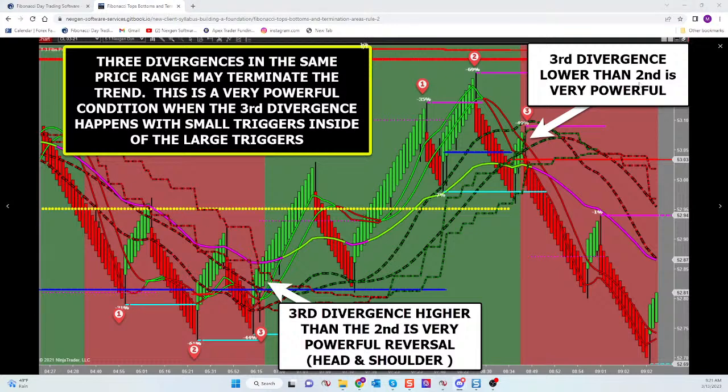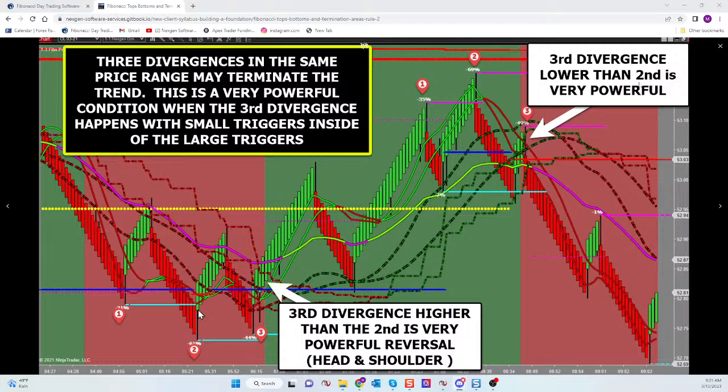And I want you to just equate that. Divergence is a loss of momentum. When we lose momentum three times, it may terminate a trend. When that third loss of momentum happens and my trigger lines go from odds favorable to anything can happen, it becomes more powerful still. And when that third divergence is higher than the previous from a low or lower than the previous from a high, guys, this may be a trend changer.